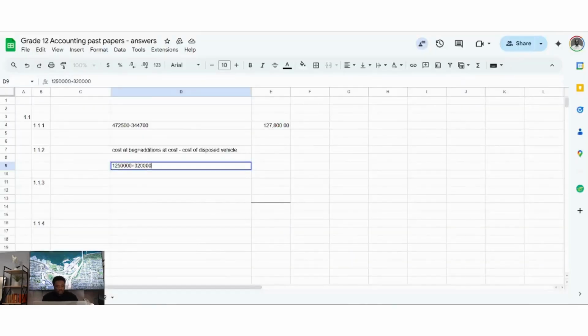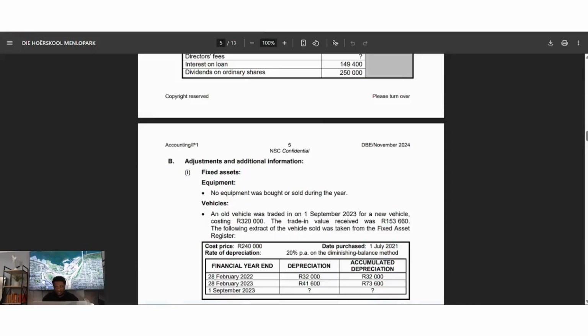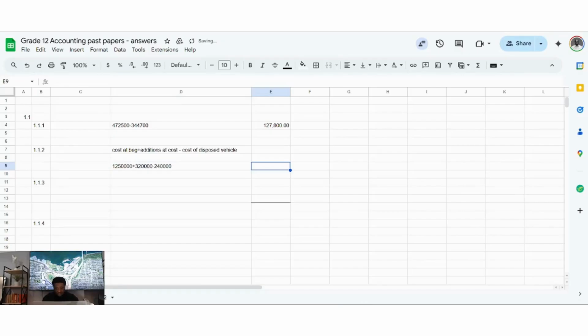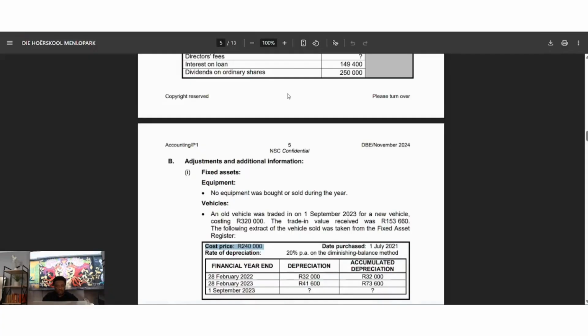So we're going to add 320,000 there, and then we would subtract the cost of the vehicle that was disposed. And if you read well, you would see that in the asset register, this is the cost price of the disposed vehicle. And so we'll subtract that, and that will give us the cost of the vehicles at the end of the financial year, and that works out to 1,330,000. All right, cool. So hopefully that makes sense. Now let's move on to the next question.